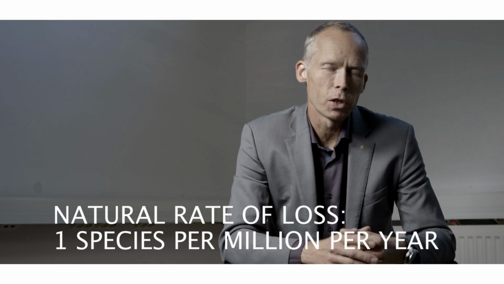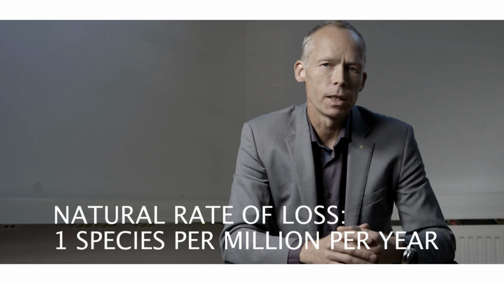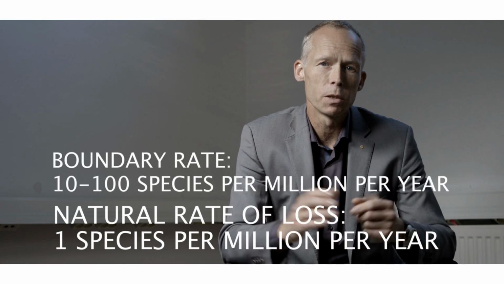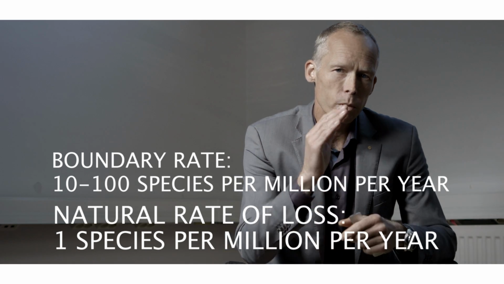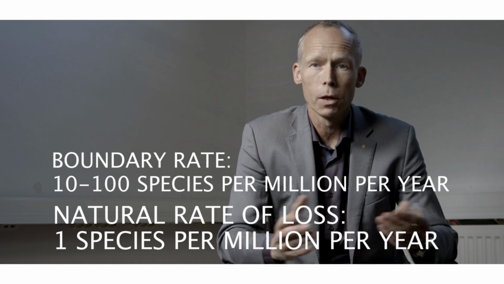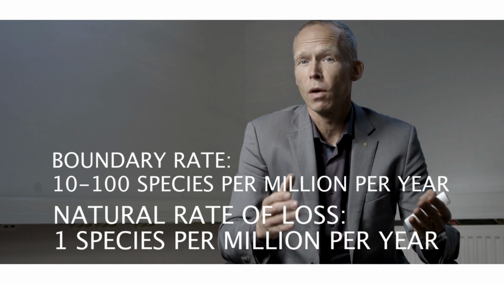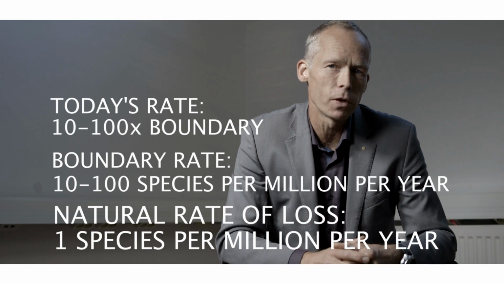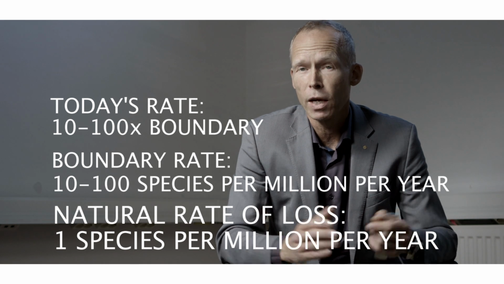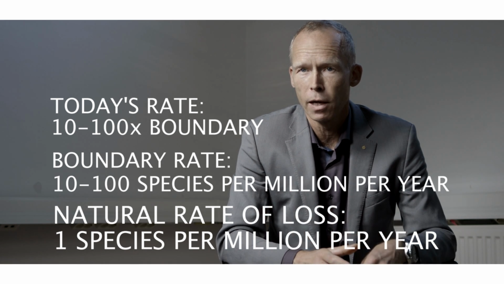We estimate as a first guess that a boundary lies somewhere between 10 and 100 lost species per million species each year. So the boundary was placed at 10 species lost per million species per year. Now today, we're losing species at roughly 10 to 100 times faster than that rate. That's why we can today say with quite high degree of confidence that we've actually transgressed and are in a danger zone on biodiversity.